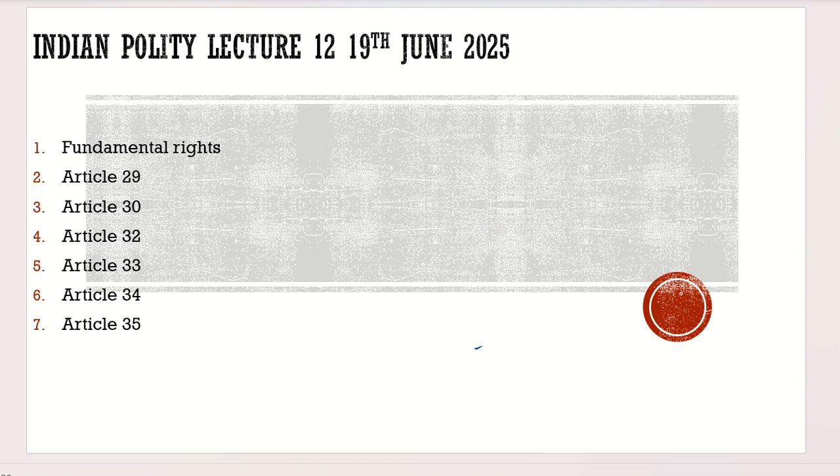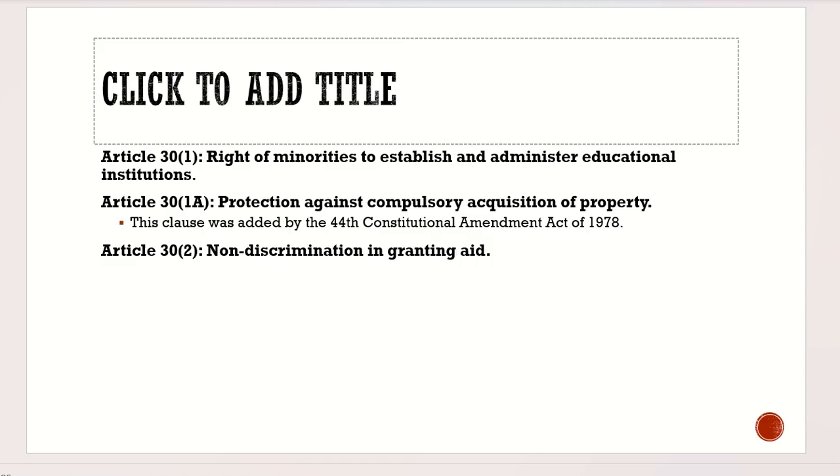Now let's move to Article 30. Let's try to discuss that. What does Article 30 say? It deals with the right of minorities to establish and administer educational institutes. Who are these minorities? Even though it is not clearly defined by the article, we can assume that these minorities are religious or linguistic minorities. They have this right to conserve, to establish and administer educational institutes.